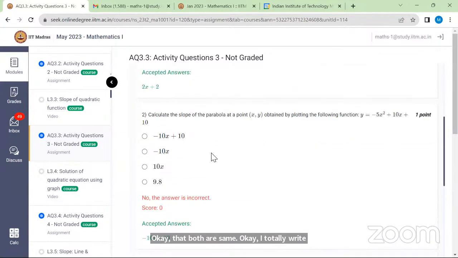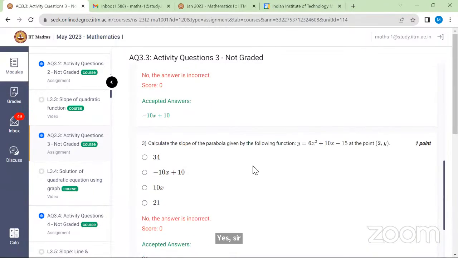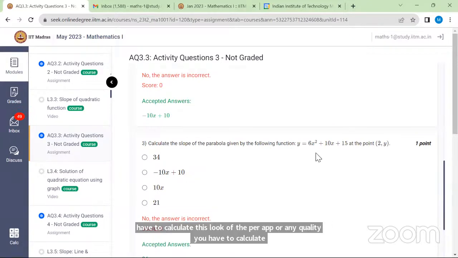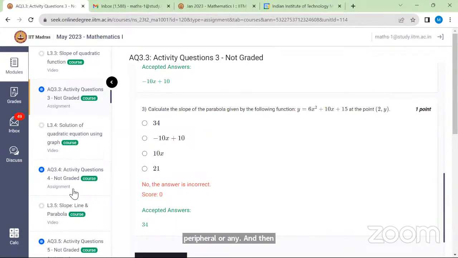So now you have to calculate the slope for the parabola, and this is also pretty simple. The same thing you have to do here also. You have to calculate the slope of the parabola or any quadratic equation, just differentiate it at that point. So 3.4, right? Can we move to 3.4? Yes, sir.